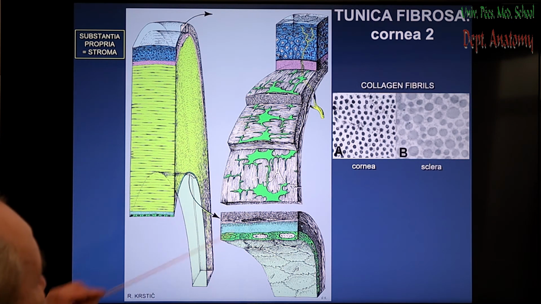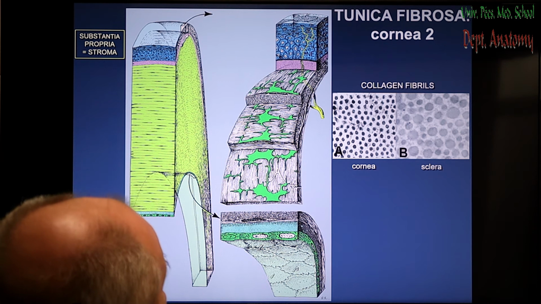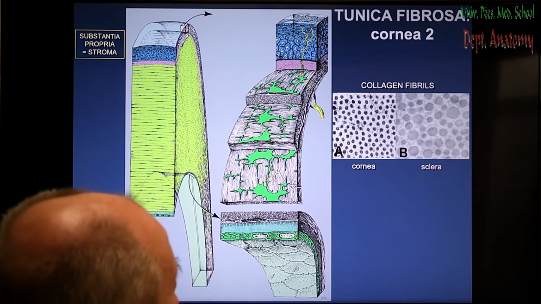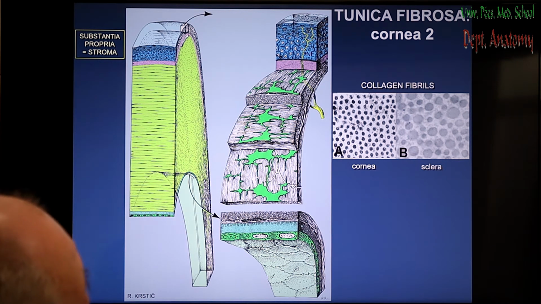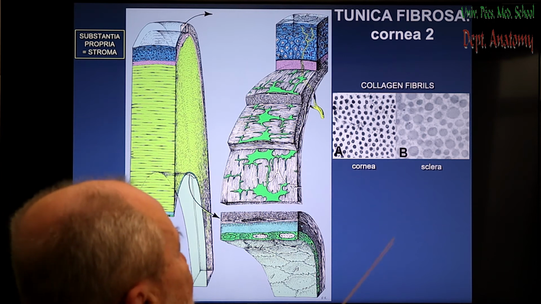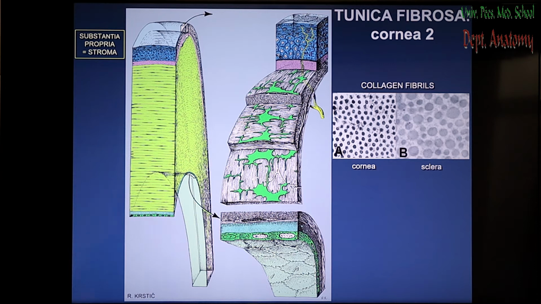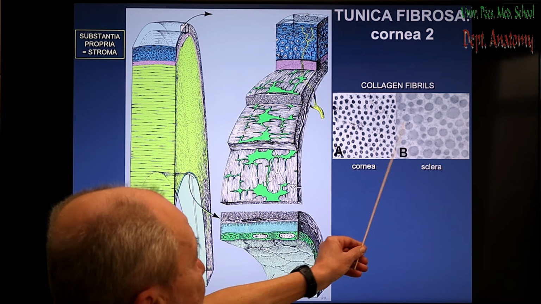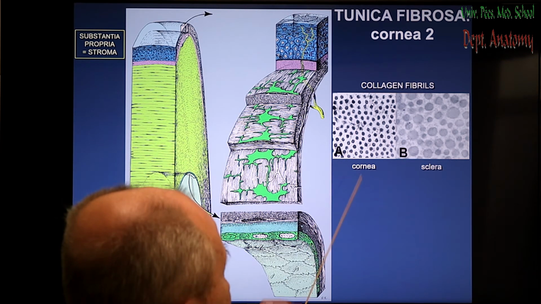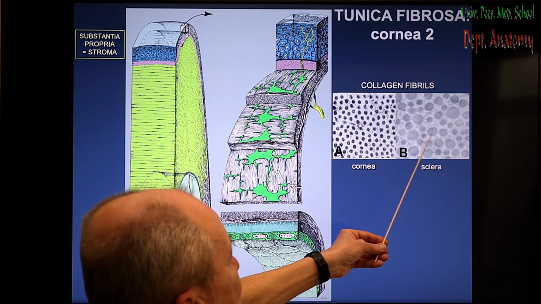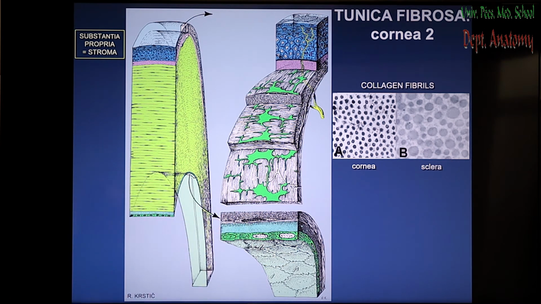In these laminae, you can see the parallel organization very nicely in the cross-section of an electron microscopical picture of one of these laminae. Comparing it with the orientation of the collagen fibrils in dense collagenous connective tissue like in the sclera, you can see one big difference. One is the very unique equal diameter of all the fibrils in the cornea, contrary to the varying diameter of the fibrils in the dense collagenous connective tissue.